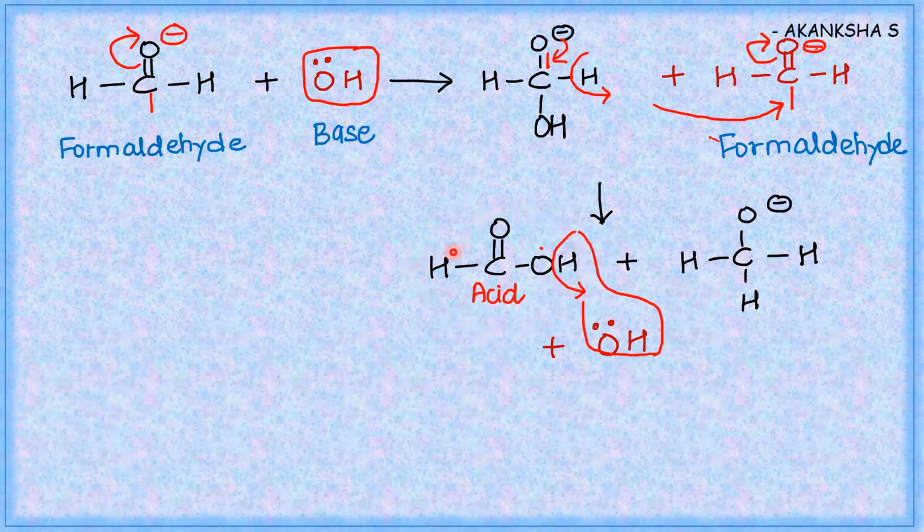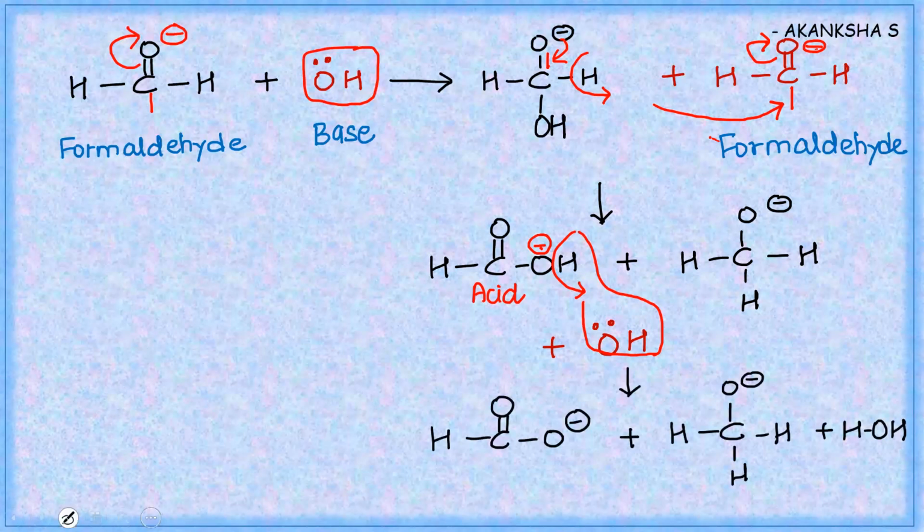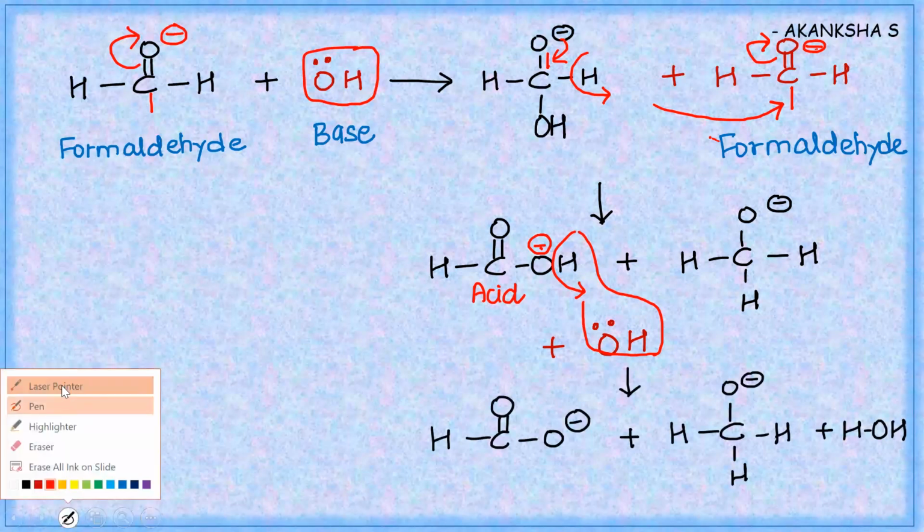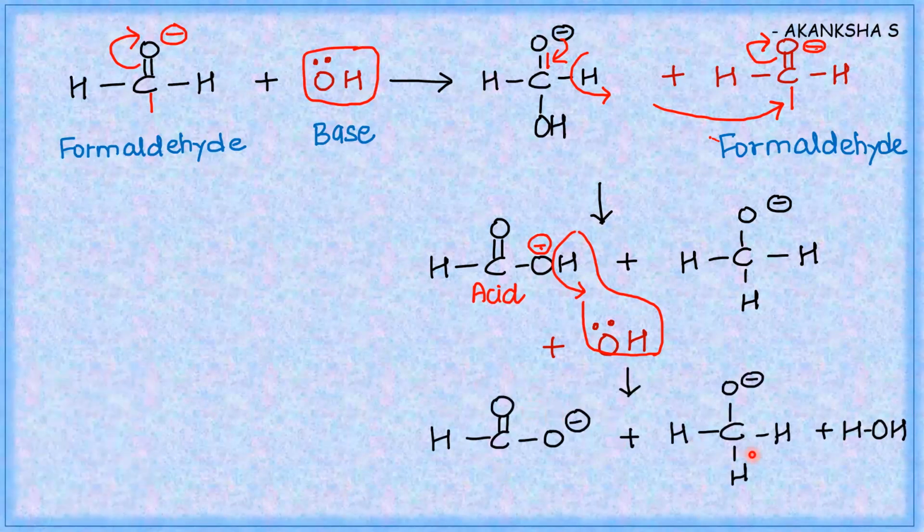And acid is known for donating the proton. Now just imagine the proton has been donated and water has been formed. What would then become the charge on oxygen? It will again become negative. So what are the probable products? You get your oxygen again negative. You get water formed and this particular product remains as it is.